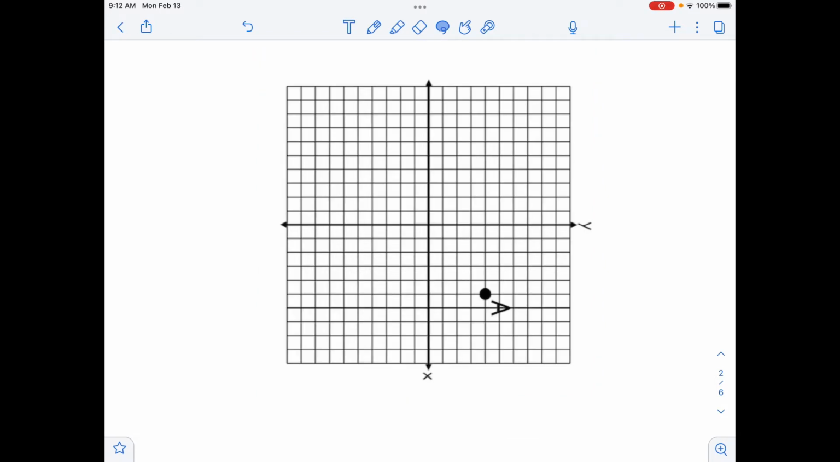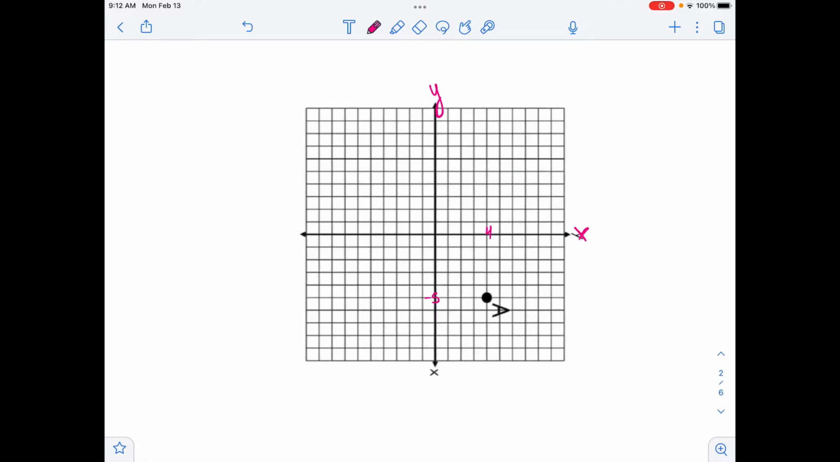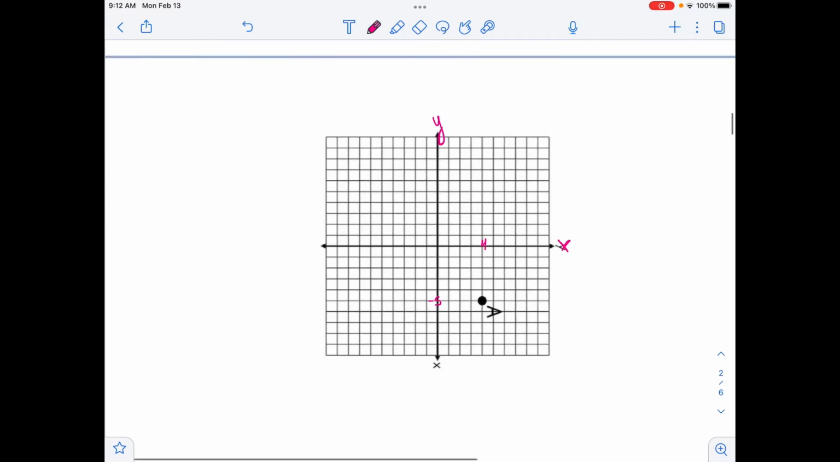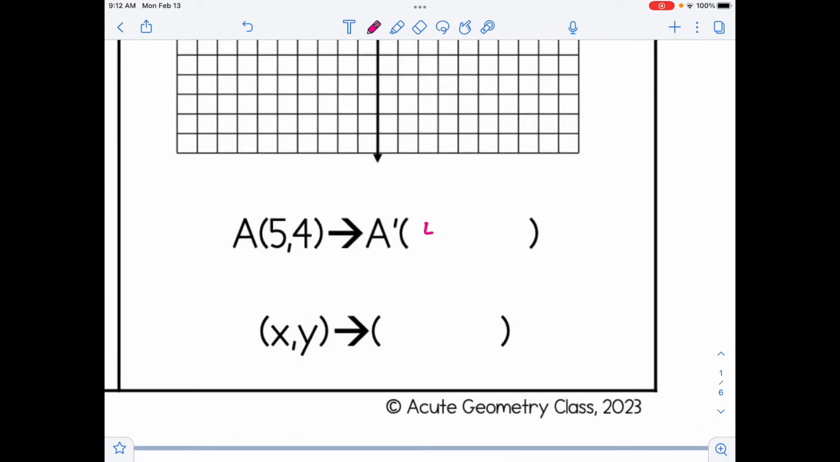So now let's take a look at what this point looks like. Again, it looks like this is my x-axis and this is my y-axis. It looks like it's been reversed. And that point looks like it's 4, negative 5. Okay. And keep in mind, in order to do this method, you do have to have the pre-image plotted first so that you can now read the axes. So my point 5, 4 became 4, negative 5.